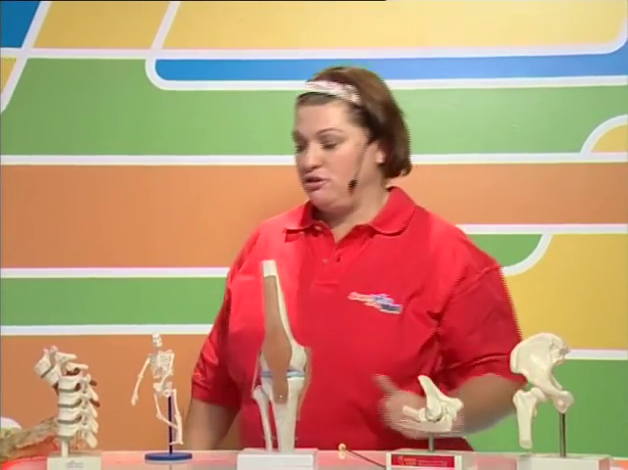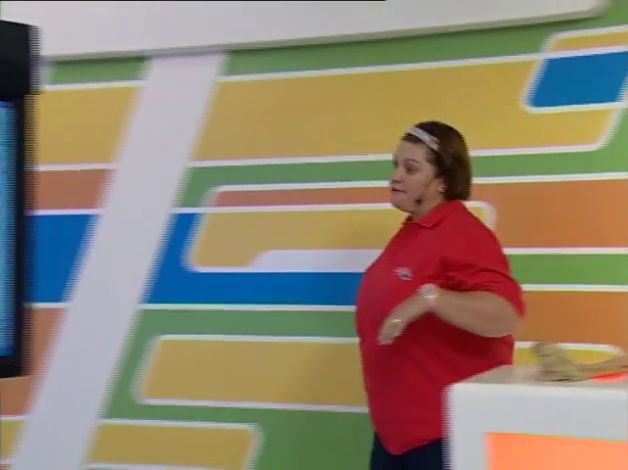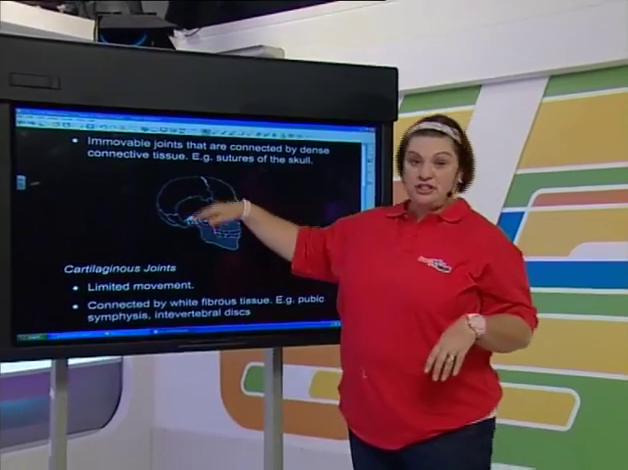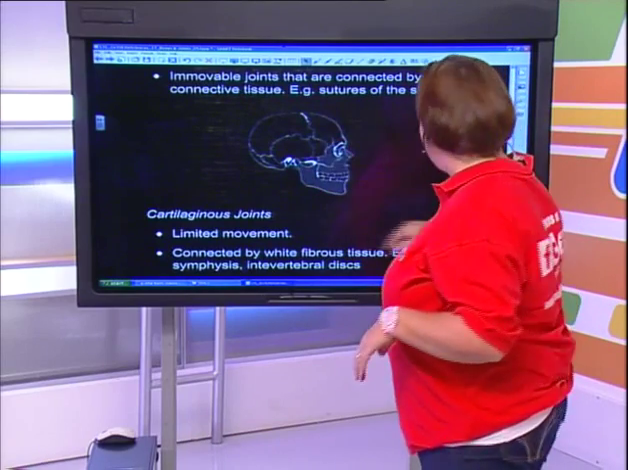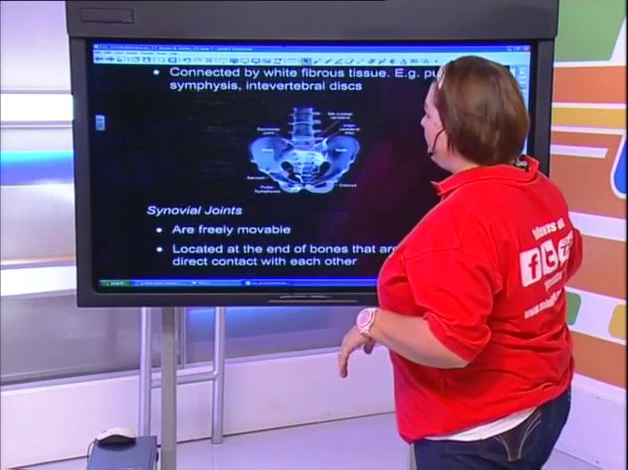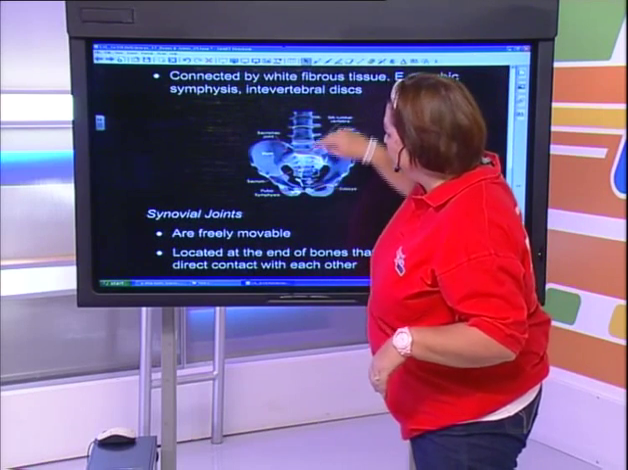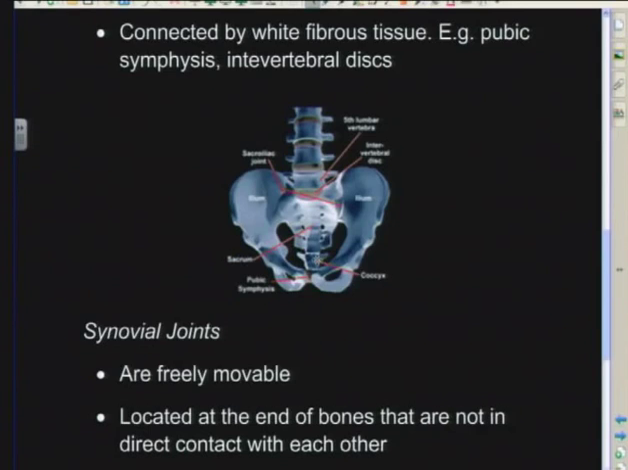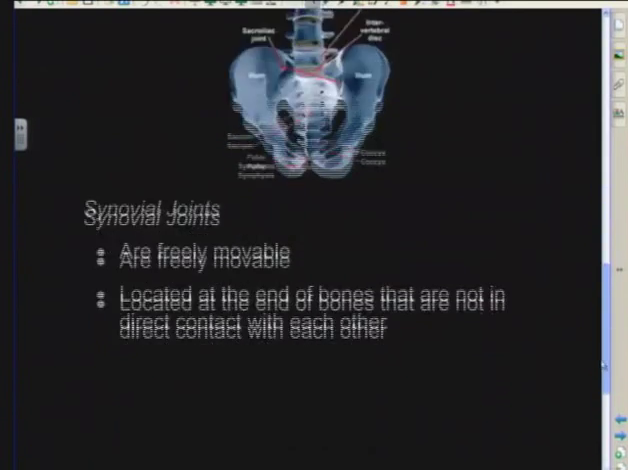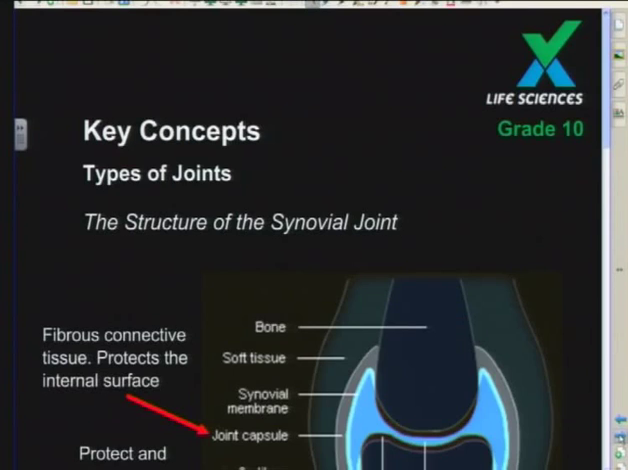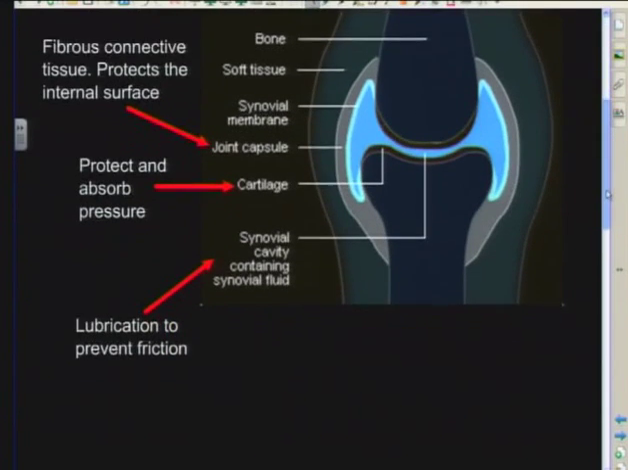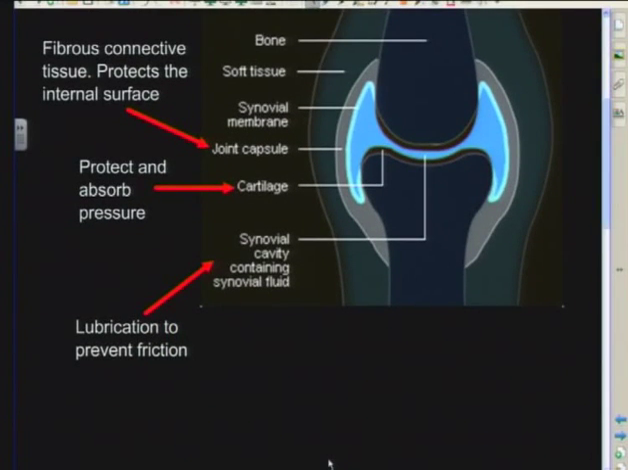Let's go and have a look at the structures of a synovial joint. Okay, there we go. Again, if we just double check the immovable joints, there's my skull. There's the slightly movable, there's my pubic symphysis, there's my intervertebral discs, and then finally my synovial joint. Now there we go. You need to be able to draw one of these.